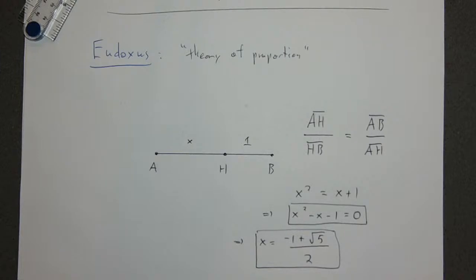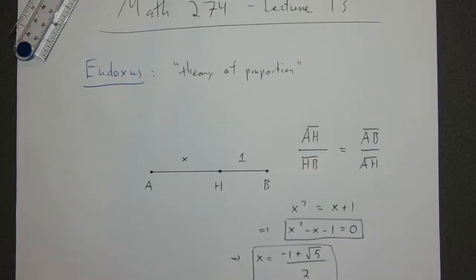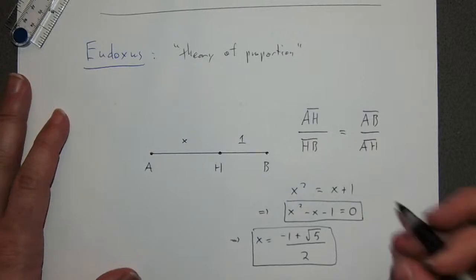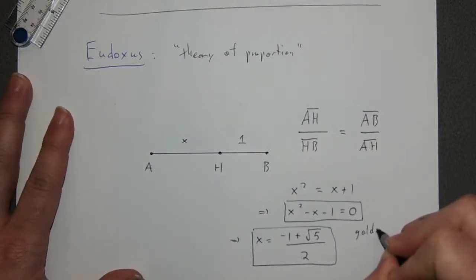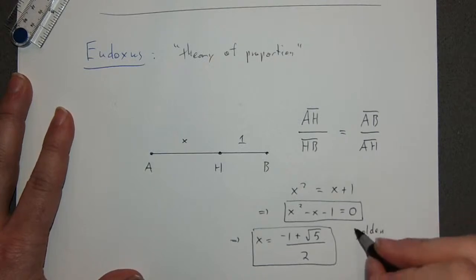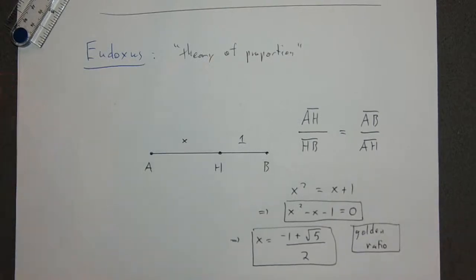And so we've encountered this before. We encountered this ratio cropping up in one of the measurements involved in looking at cross sections of regular polyhedra. But this is the golden ratio, or sometimes called the golden section. This is the golden ratio. Okay, and this is how it arises out of this proportion defined in this way.